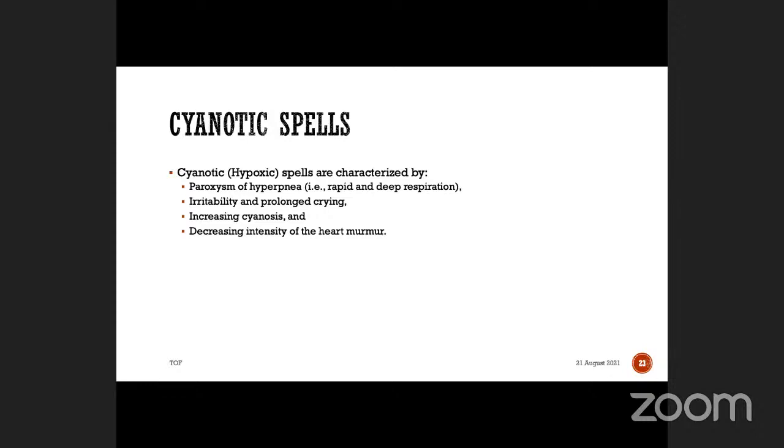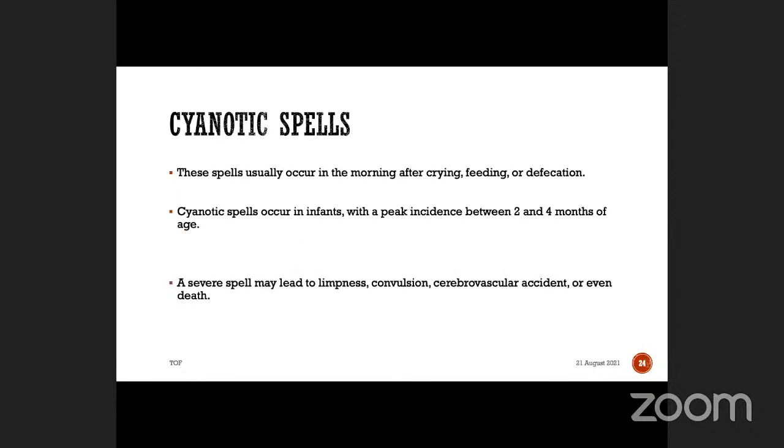So if you get a tetralogy in a cyanotic spell, you put your stethoscope on the chest and you hear no murmur. Once you stabilize them, then the murmur comes back and becomes very loud. The reason is that when they're in a cyanotic spell, the shunt is either reversed or there is no shunt. So when the murmur is coming towards the stethoscope, you can hear it. When it goes away from the stethoscope, you cannot hear it.